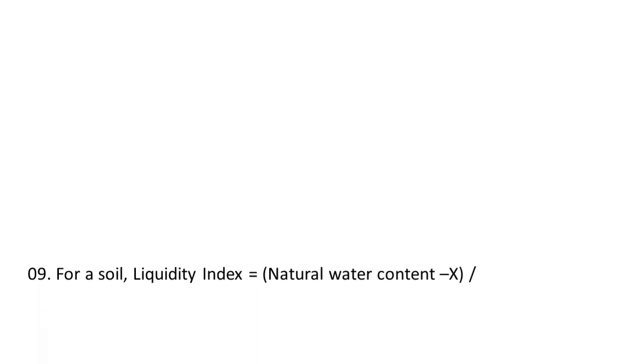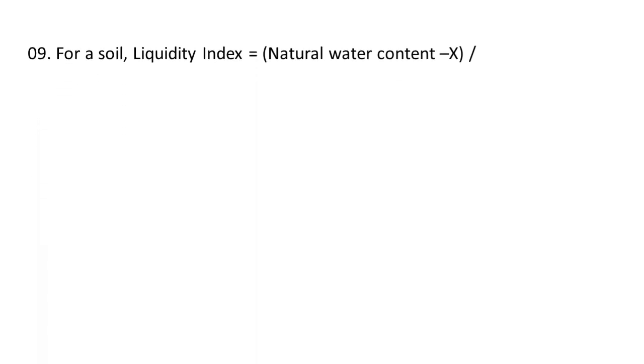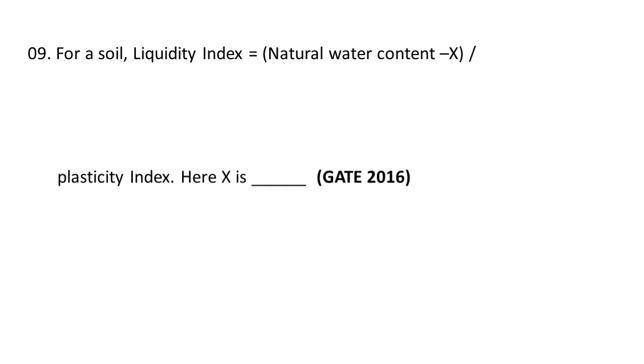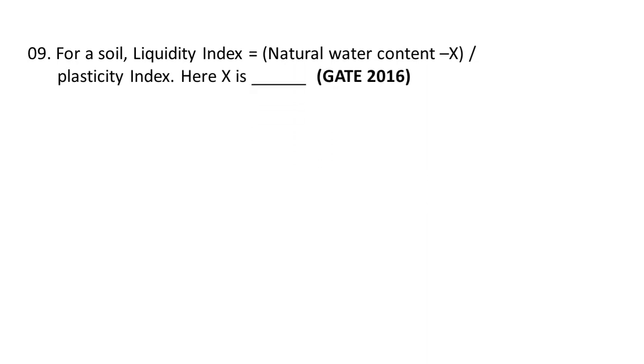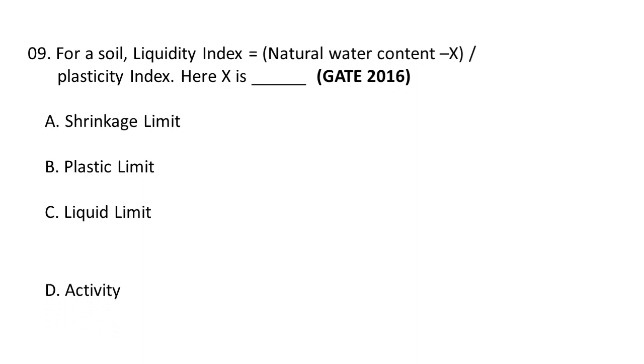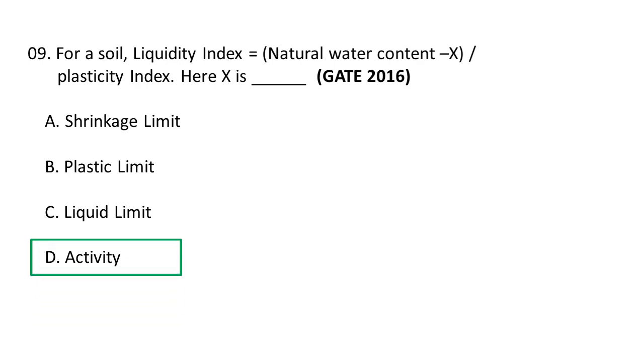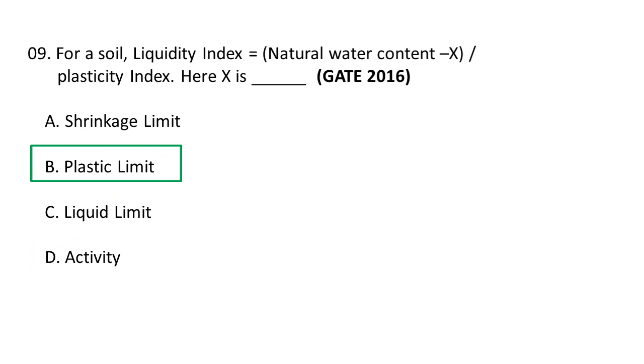Next question. For a soil, liquidity index is equal to natural water content minus X, divided by plasticity index. So here, what is X? The options are A. Shrinkage limit, B. Plastic limit, C. Liquid limit, and D. Activity. So the correct option is B, plastic limit. The plastic limit, or PL, is the water content at which a fine grained soil can no longer be remolded without cracking. This is measured in the Atterberg limits test, which is used to differentiate the consistency of the soil.